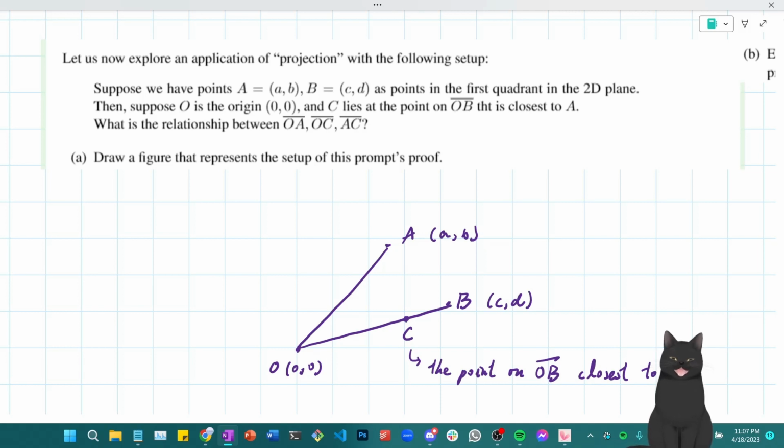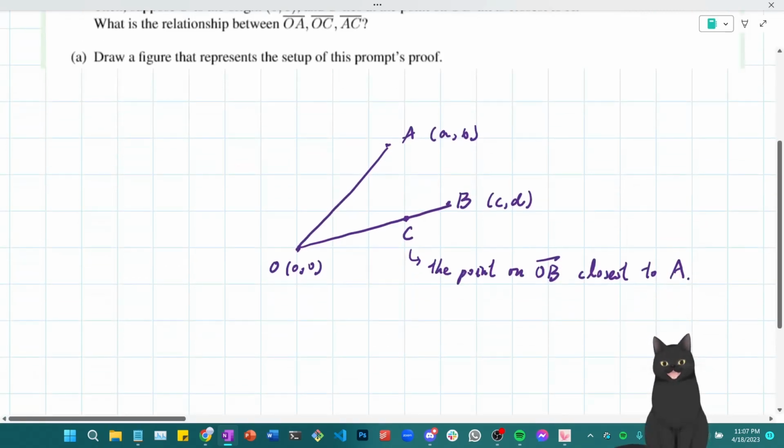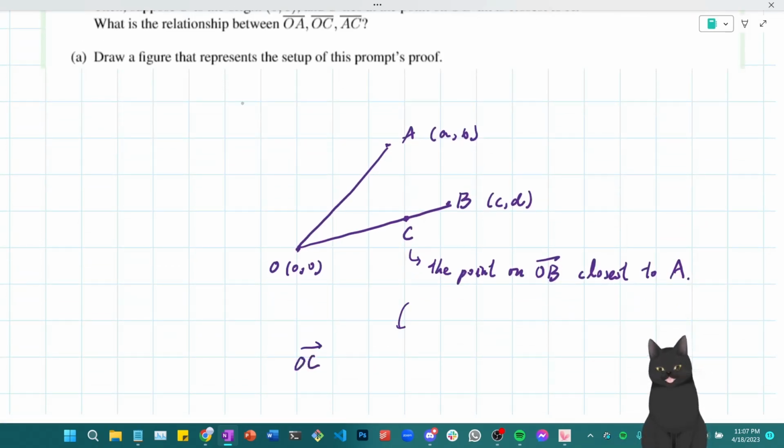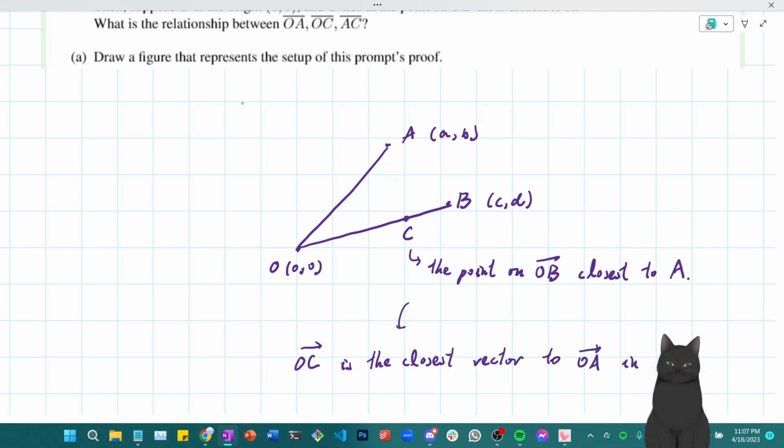Okay, the relationship between OA, OC, and AC we'll talk about later. For this part, we're just going to draw out a setup of the proof. But we can probably notice some kind of hint here. For example, C is the point on OB that is closest to A. This tells us that OC is the closest vector to OA that is in the direction of OB.